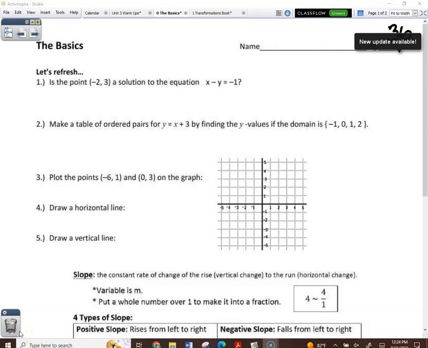Welcome back to Miss Holcomb's class. We are starting Unit 3, which is transformations.